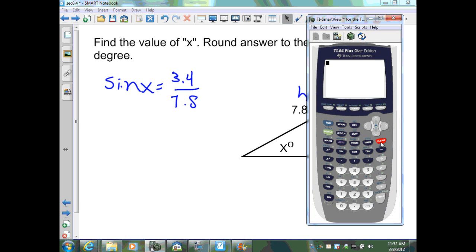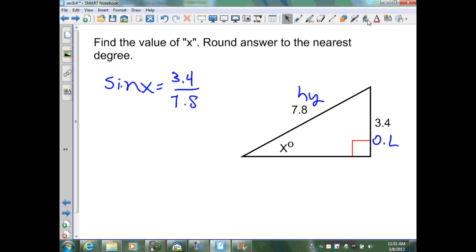But I have to follow the procedure for finding an angle. And finding an angle, I press second, enter the trig ratio I'm using, which is sine, and then enter the ratio, which is 3.4 divided by 7.8. And when I hit enter, I'm going to get 25.84. And 25.84 rounded to the nearest degree is going to give me 26 degrees for angle x.